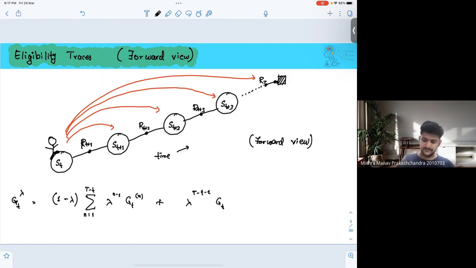What this update rule tells me is that for each time step up till the time horizon T, I can do an infinite step backup. Instead of doing that, I do the backup till time step T minus my current time step t. And all the one step, two step backups, I weight appropriately with a lambda weightage. The one step return gets a weightage of lambda, the two step return gets lambda squared, lambda cubed, and so on.